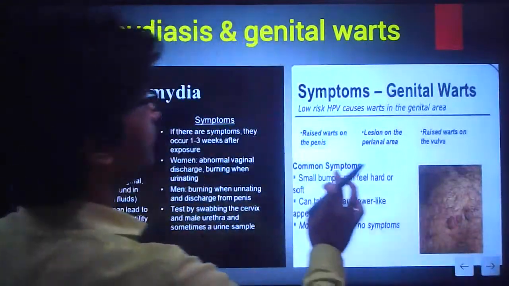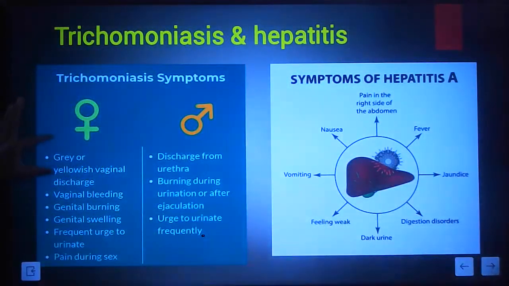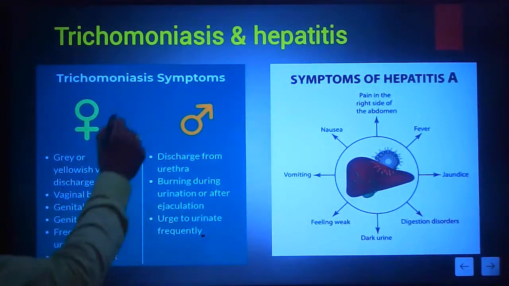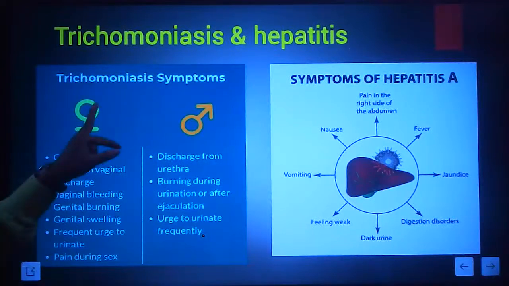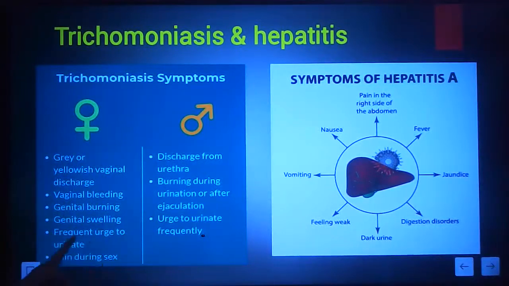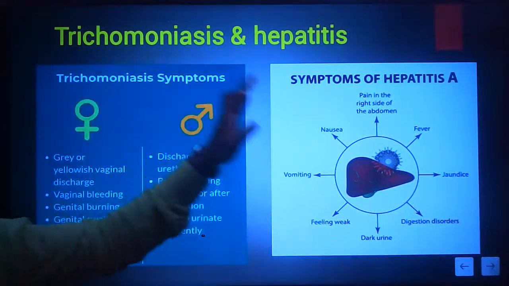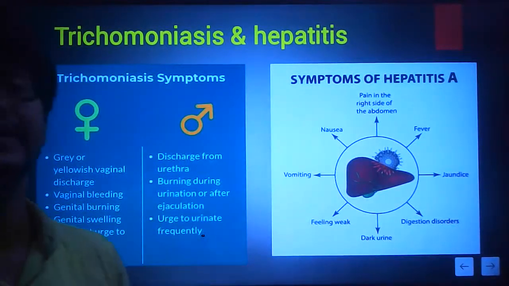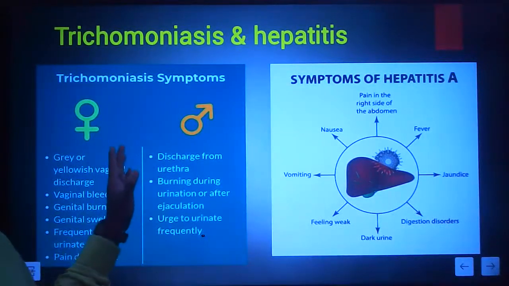Okay, fine. So hepatitis, then trichomoniasis. Trichomoniasis is actually a protozoan infection. It's also a sexually transmitted disease, where you could see a burning sensation after ejaculation and an urge to urinate frequently. These are the common symptoms. Vaginal bleeding in the case of females, genital swelling, and pain during sex. These are the common symptoms of trichomoniasis. This can spread from female to male and male to female during unprotected sex, having multiple sex partners. This sexually transmitted disease is common.